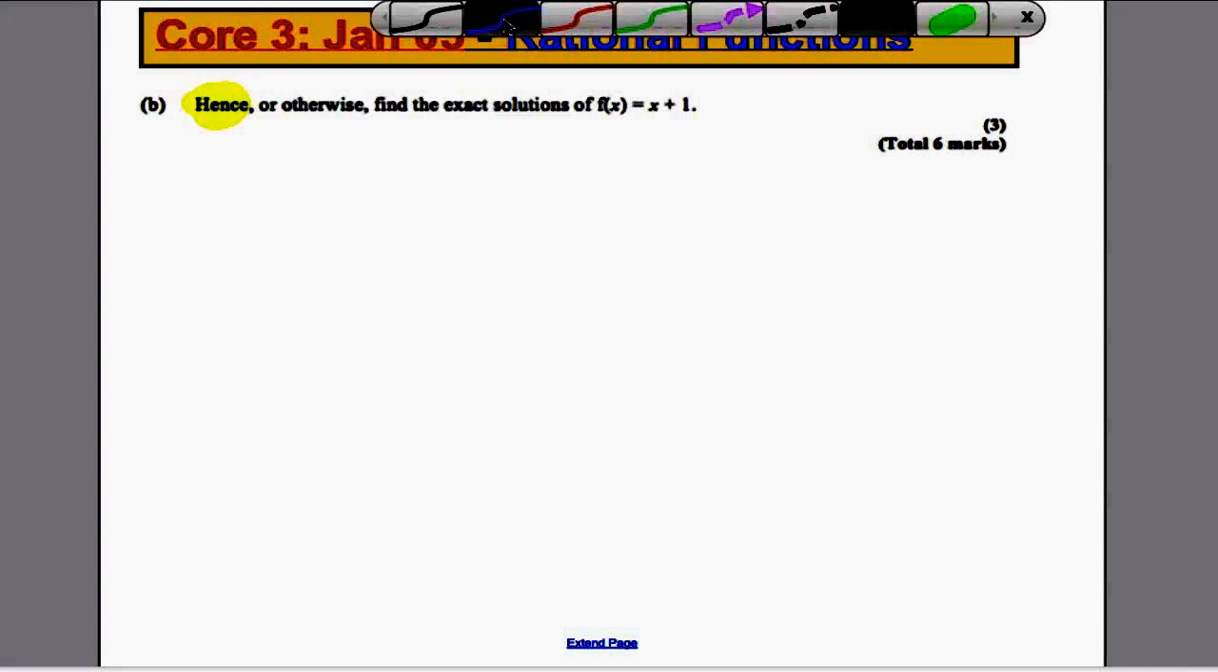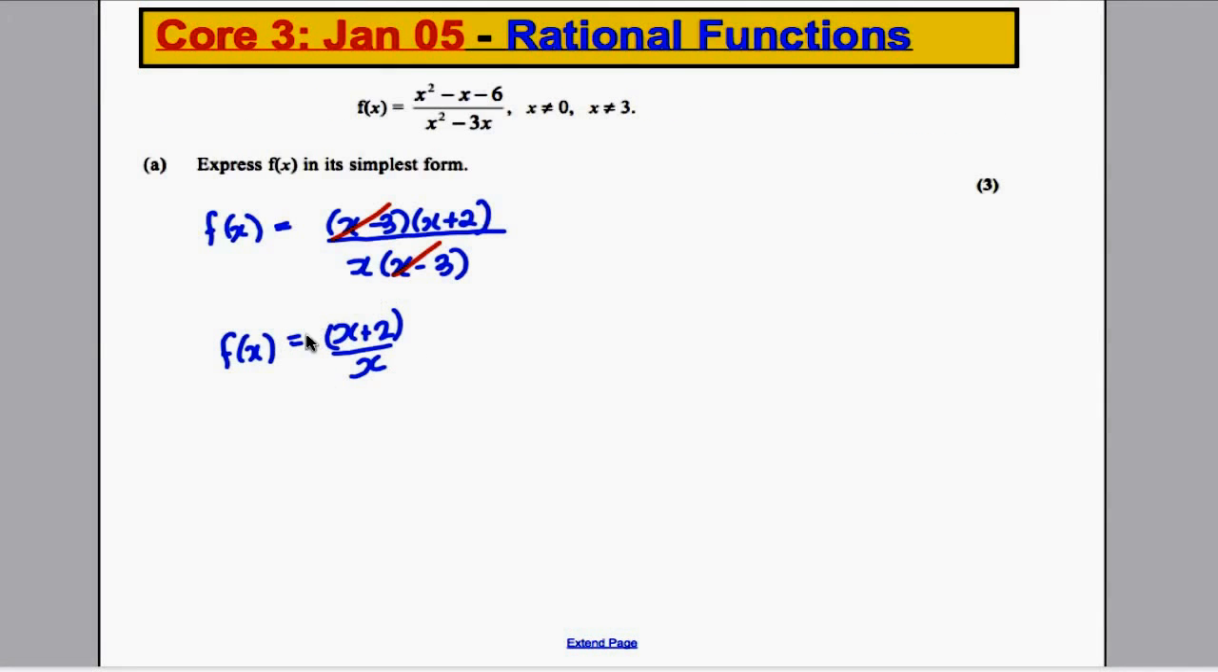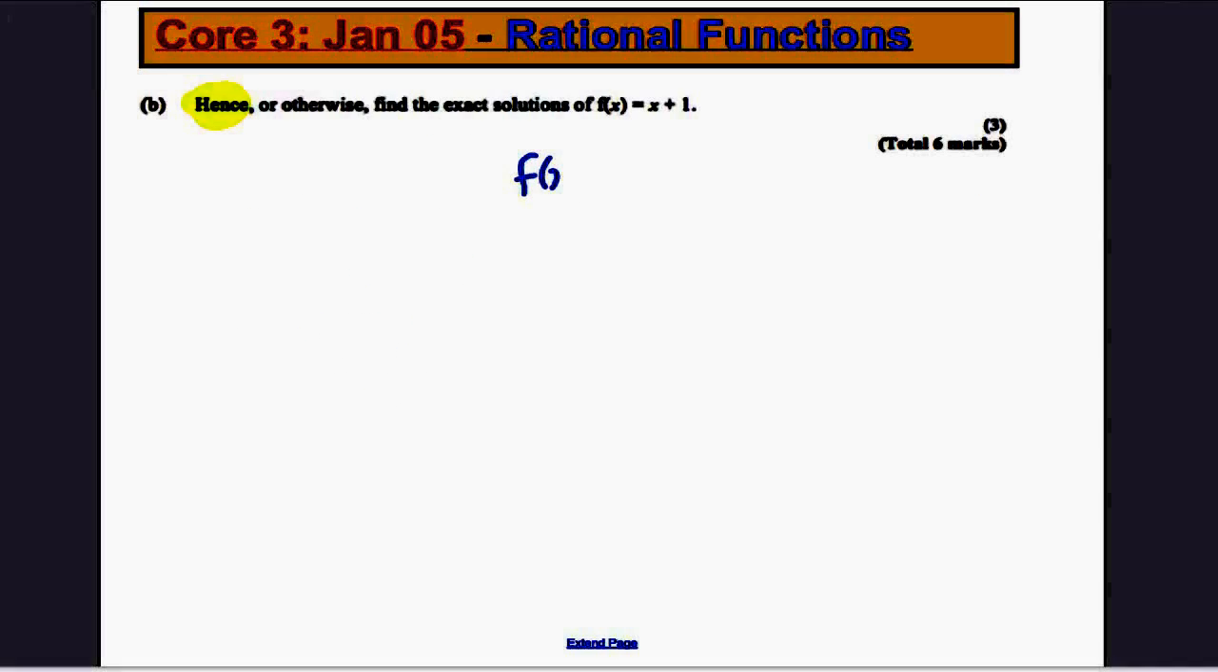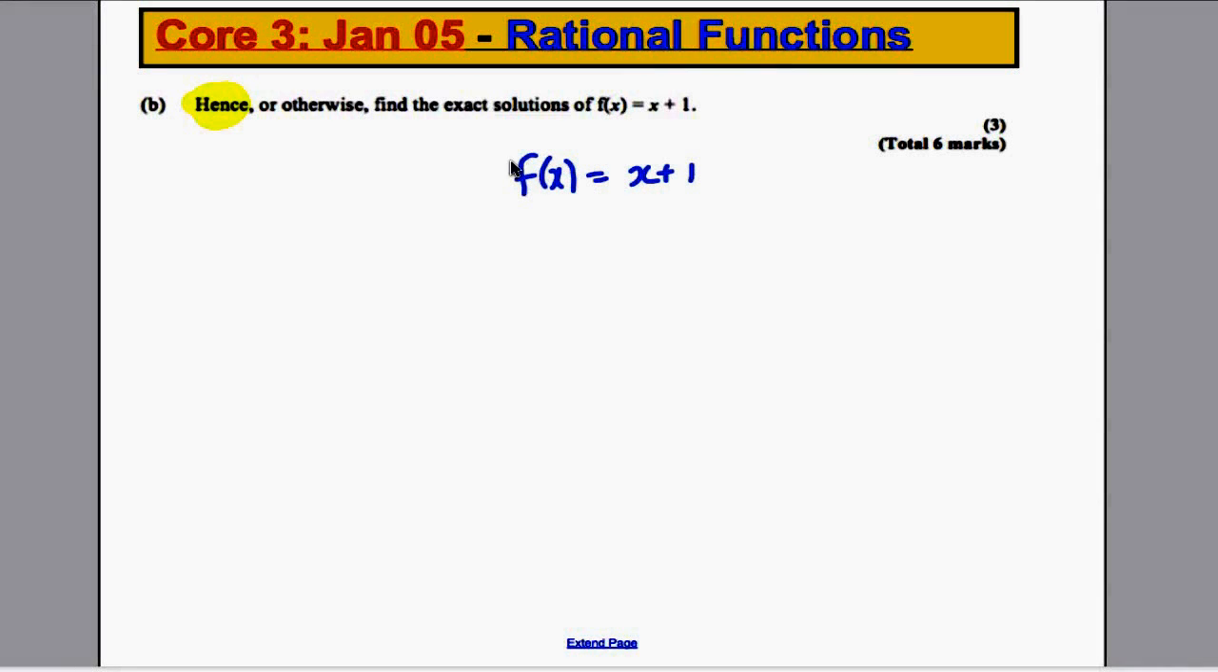Hence or otherwise, find the exact values of f of x equals x plus 1. Key word again. Hence. Forget the or otherwise. Hence. It's going to make it easier. We're solving where f of x is equal to x plus 1. We've just worked out a simple expression for f of x. f of x is x plus 2 over x. So what we're really solving is x plus 2 over x is equal to x plus 1. This is a simple equation we could solve from GCSE. Multiply both sides by x. So we get x plus 2 is equal to x squared plus x.